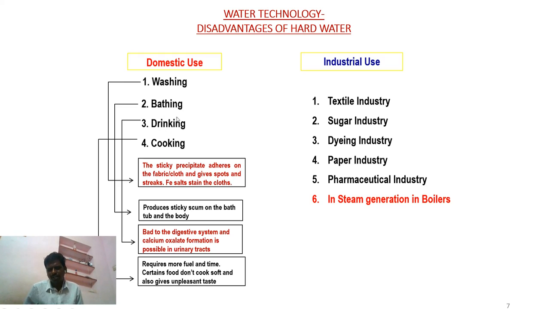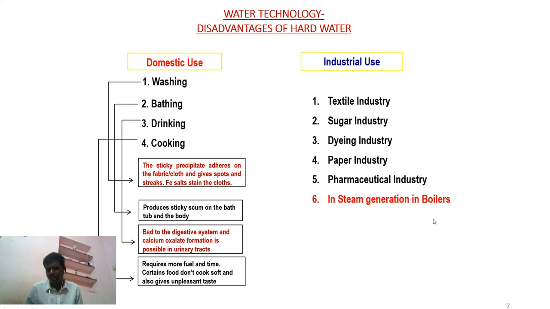If you take this water as drinking water, it will produce calcium oxalate stones in our kidney or urinary tract. It becomes very dangerous to health. And for cooking, if you use this water, it may change the taste of the food, and sometimes it may increase fuel consumption. So these are the important disadvantages of hard water for domestic purposes. In industry we use water to generate steam. We use boilers, and we feed that water into these boilers.